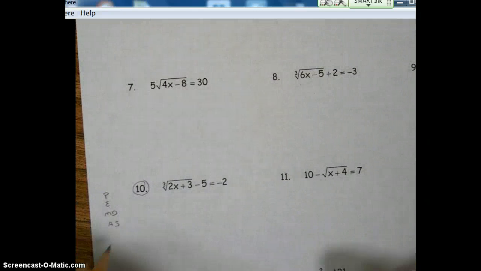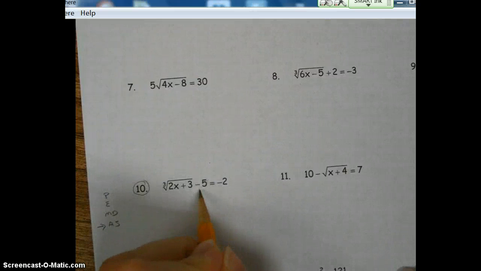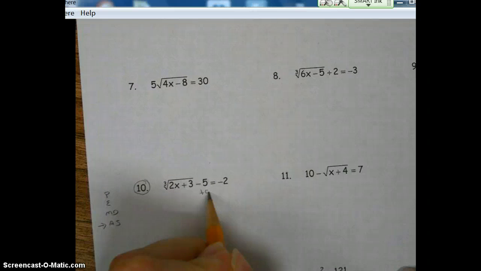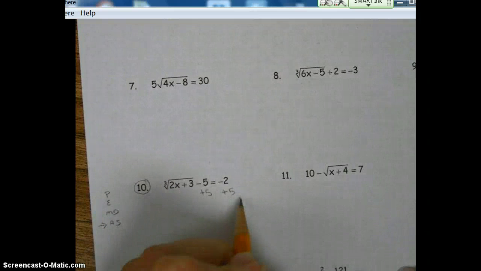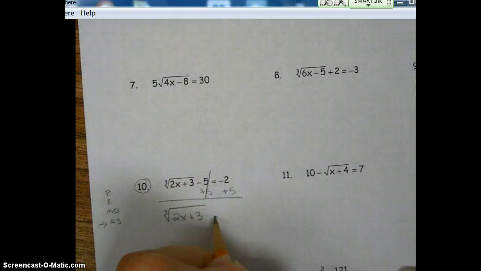Okay, so we're going to start by undoing any adding and subtracting. So solving for x, we're going to undo any adding and subtracting first. So we're going to undo subtract 5 with add 5. So we get the cube root of 2x plus 3, that cancels, equals 3.